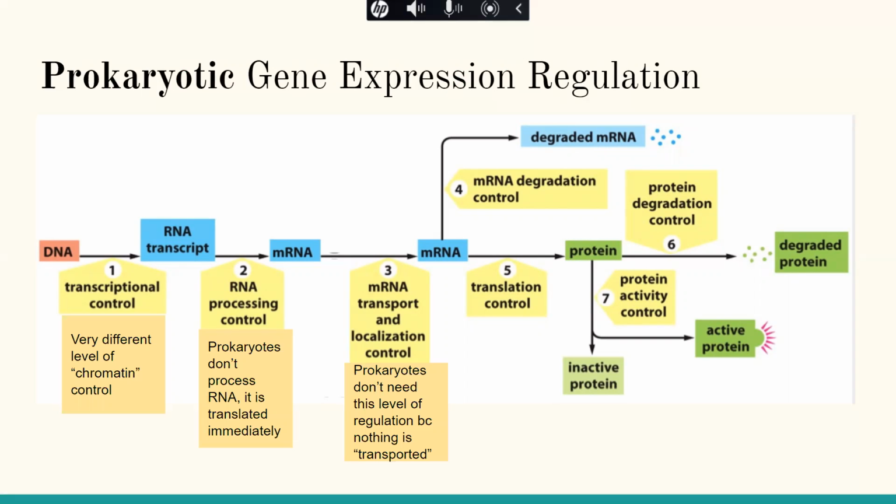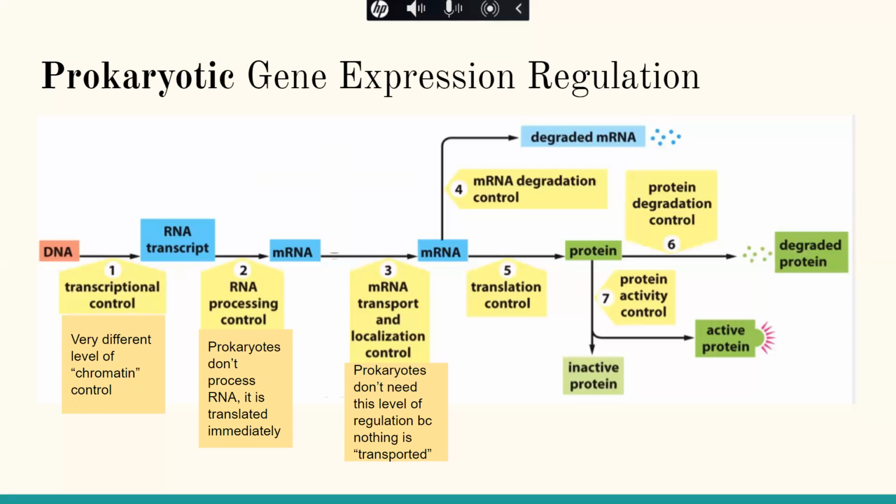Okay, this is prokaryote gene expression, so it's slightly different. Prokaryotes still have transcriptional control, but it's very different from the way eukaryotes transcribe. I think I mentioned before, there literally is no RNA processing. RNA processing is the creation of mRNA: adding the 5' cap, adding the poly A tail, taking out the introns. Prokaryotes transcribe and translate at the same time, so they don't really need to process anything. So step 2, RNA processing control, doesn't even exist in prokaryotes.